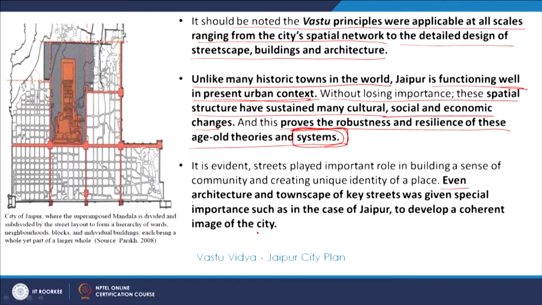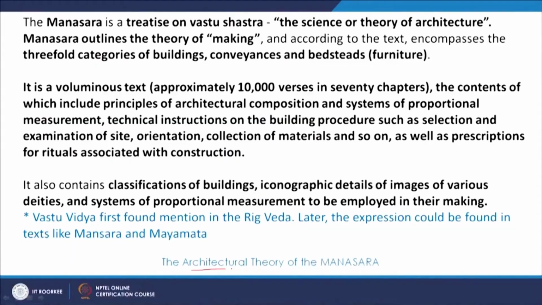Even architecture and townscape of key streets was given special importance, such as in the case of Jaipur, to develop a coherent image of the city. So how do we get this coherent image of the city when the system is applied not just at the building level but also from the streetscape to other micro levels? So it's a micro level application to a macro level application, and it gives a cohesiveness and it gives a uniform image of the city, which also turns into its identity later.